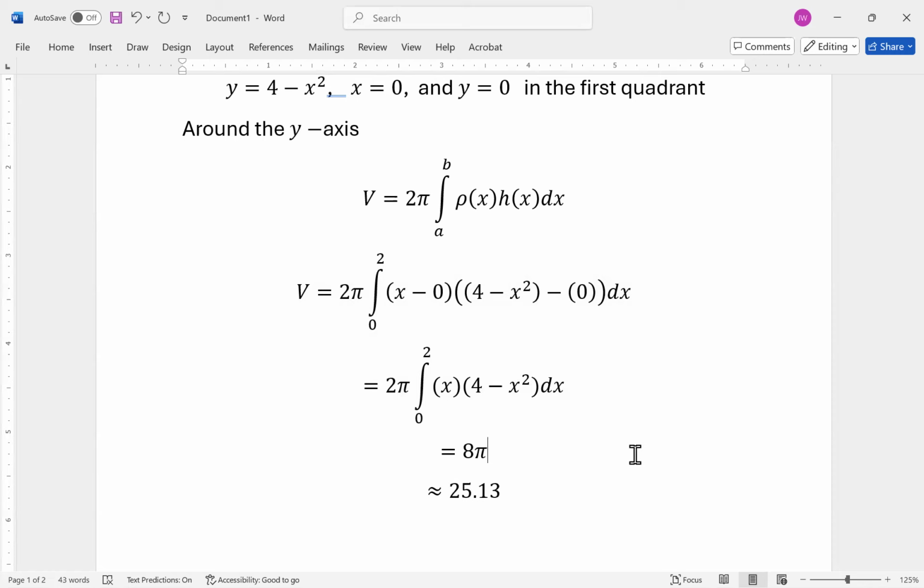I want to point out we found the volume of that object using the disk method in a previous video, and it also came out to 8 pi. So this is good evidence that since these two match up, we do have the correct method and we've done it correctly.